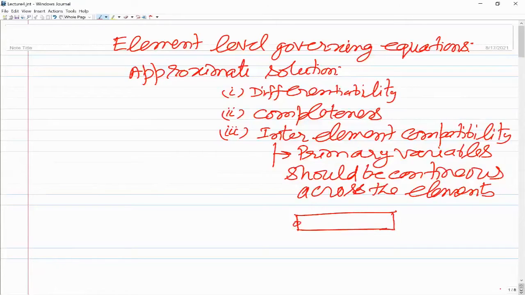So I had said for this that, if this is node 1 and this is node 2, u is a primary variable, so the value of u at node 1 should be there as a degree of freedom. The value of the primary variable at node 2, that is u2, should be there as a degree of freedom. If this is there, then during the assembly of the elements, we can ensure that there is continuity of the primary variable, that is u in this case.